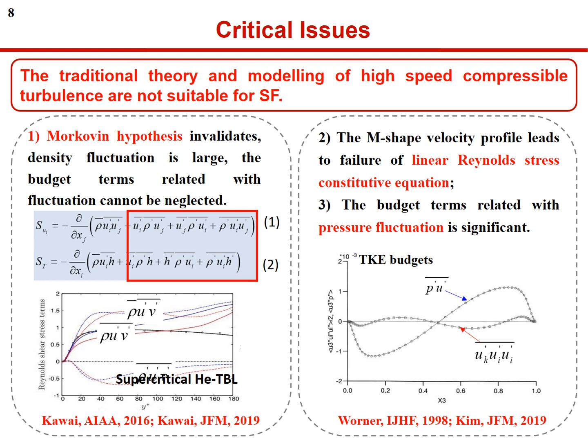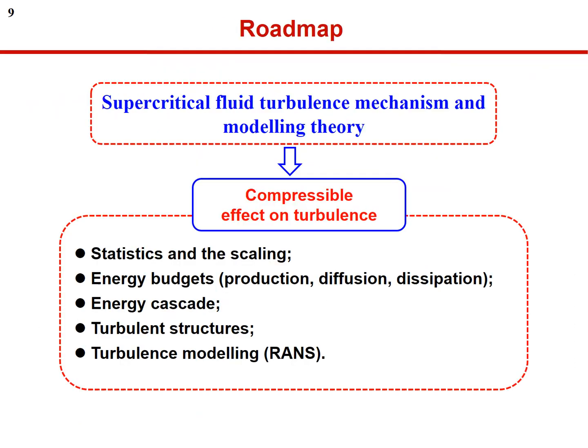Second, a very peculiar M-shaped velocity profile will form in supercritical fluid flow, leading to failure of the linear Reynolds stress constitutive equation. Third, comparing with the pressure fluctuation related diffusion term in the TKE equation, it's clear in the right figure that the effect of pressure fluctuation on turbulence is significant and cannot be ignored in the modeling.